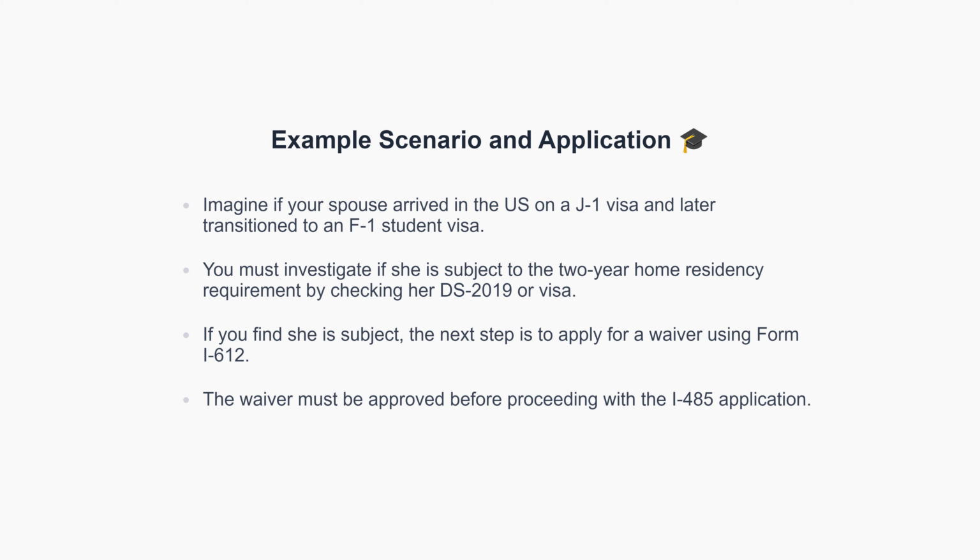Let's consider an example scenario. If your wife entered the United States on a J-1 visa and later changed her status to F-1 student status, it's crucial to determine if she is subject to the 2-year home residency requirement. Check her DS-2019 form or visa for any mention of the requirement. If it turns out that she is subject to this requirement, she will need to apply for a waiver through Form I-612 before proceeding with the I-485 application. It is essential that this waiver gets approved to continue with her green card application.